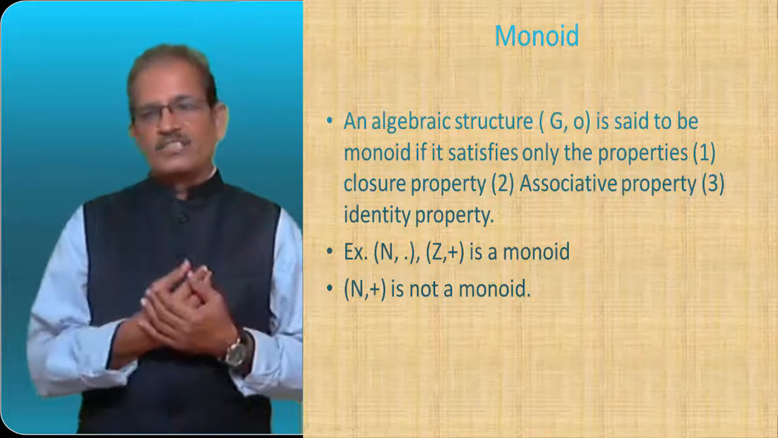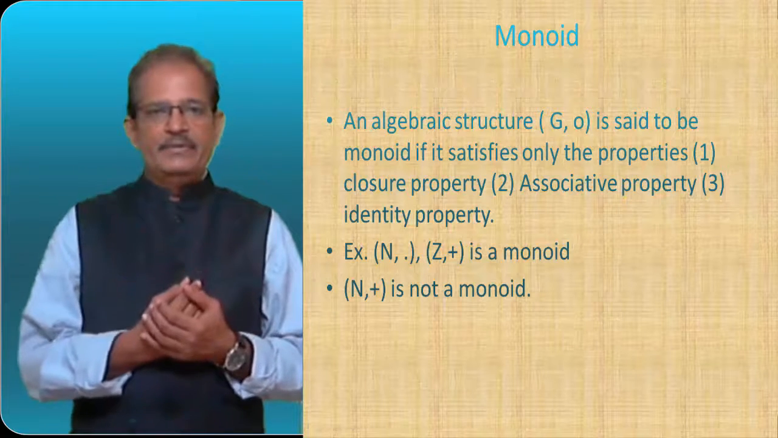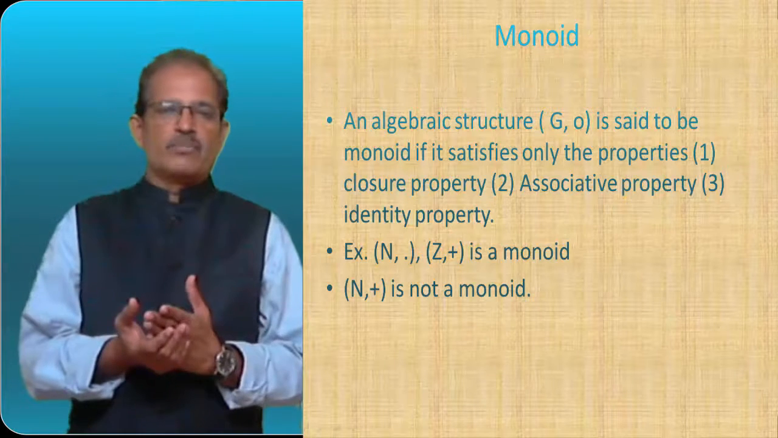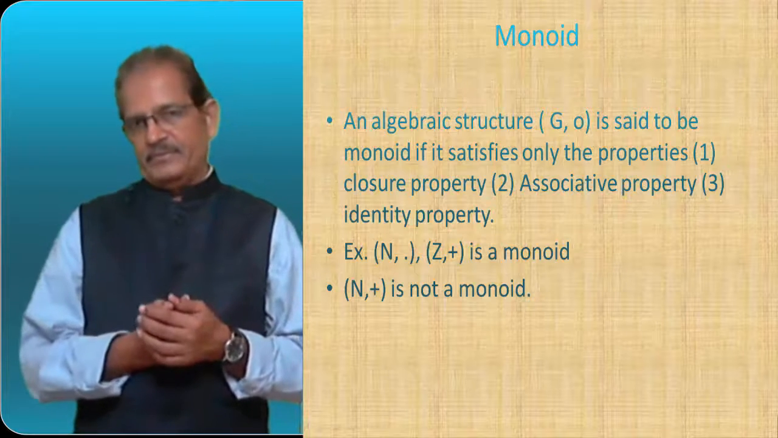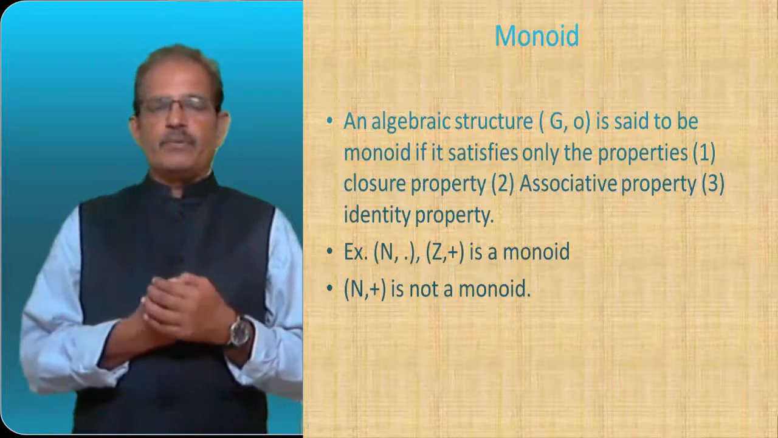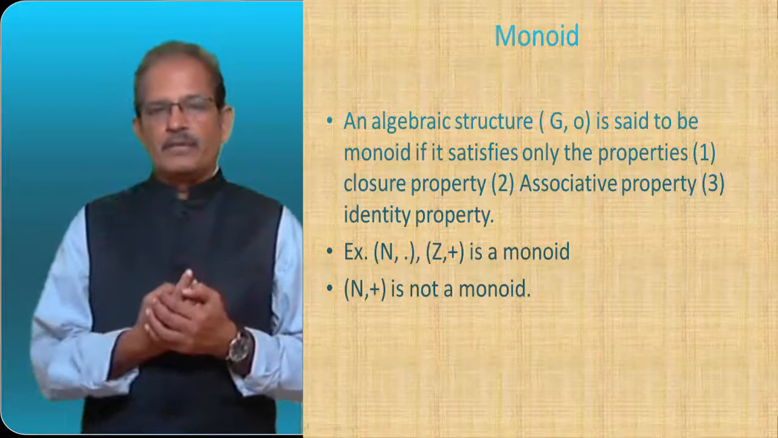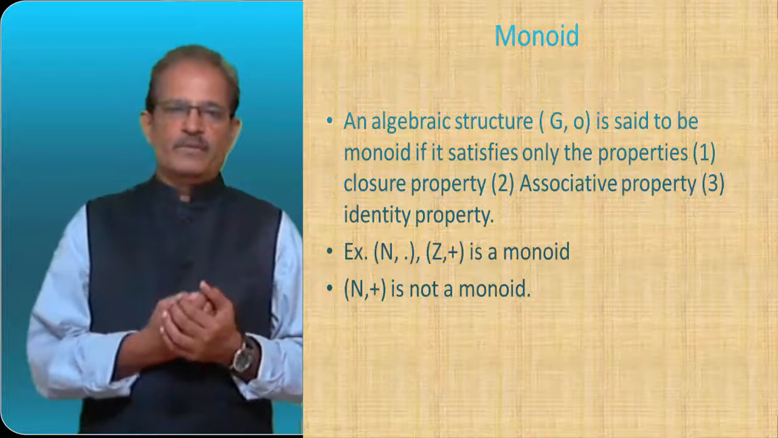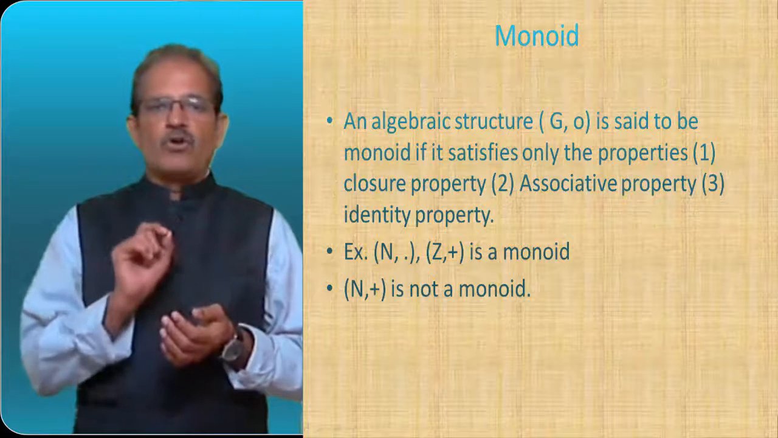An algebraic structure (G, O) is said to be a monoid if it satisfies only the properties: 1. Closure property, 2. Associative property, 3. Identity property. Only when these 3 properties are satisfied, and the 4th property, inverse property, and 5th property, commutative property, are not satisfied by G under the binary operation O, in that case, that algebraic structure (G, O) is called a monoid.